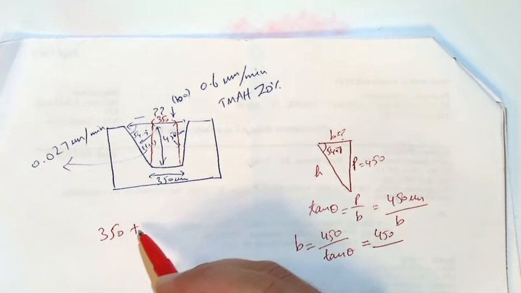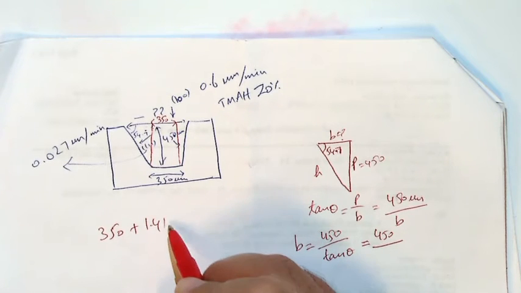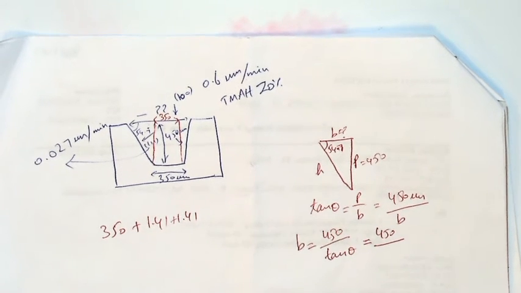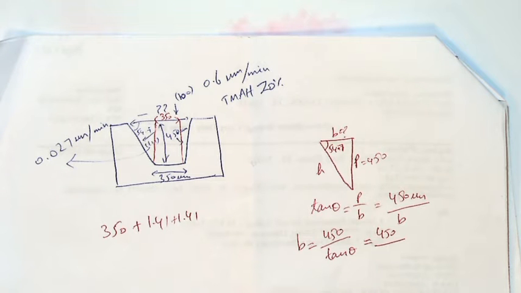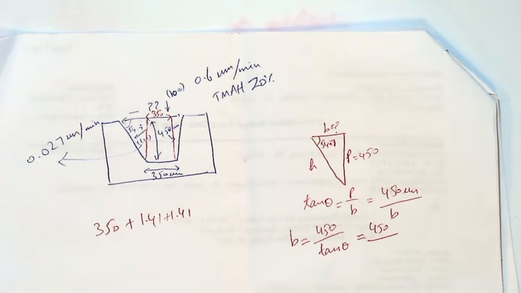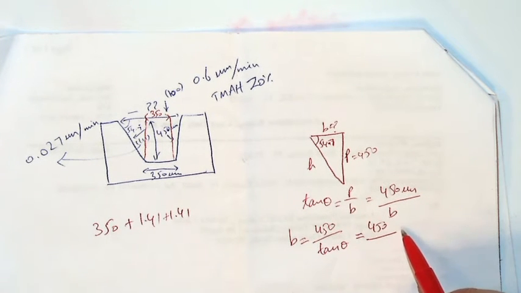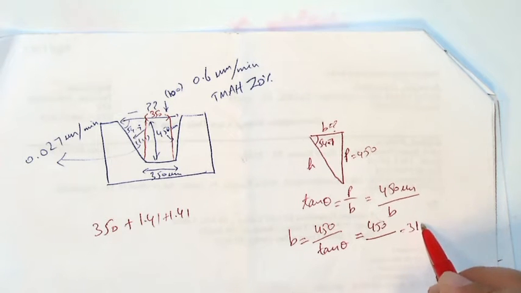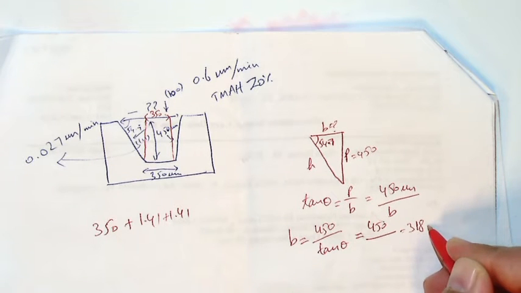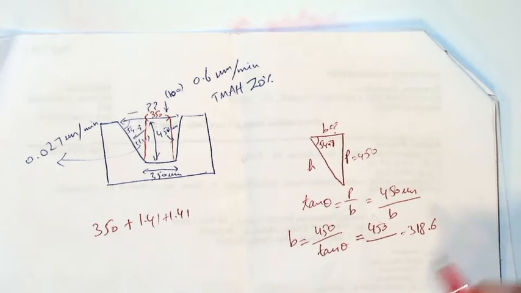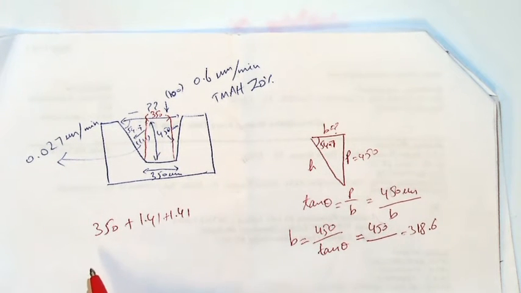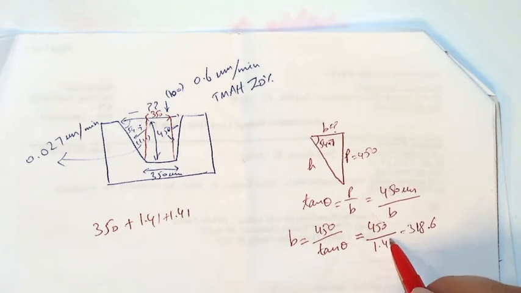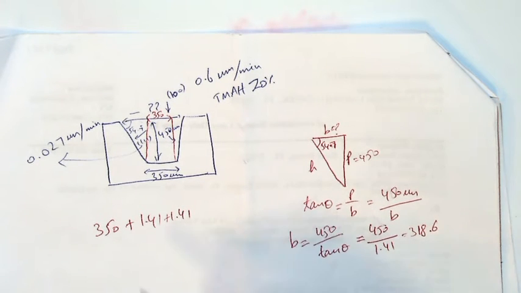So let's say we have 350 and then 318 on one side plus 318 on the other side, right? The 318 was 450 divided by tangent of 54.7. That is 318.6. And tan 54.7 is 1.41. Okay. So we got 318.6.